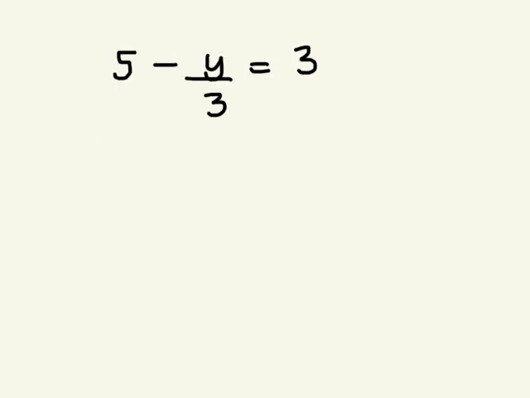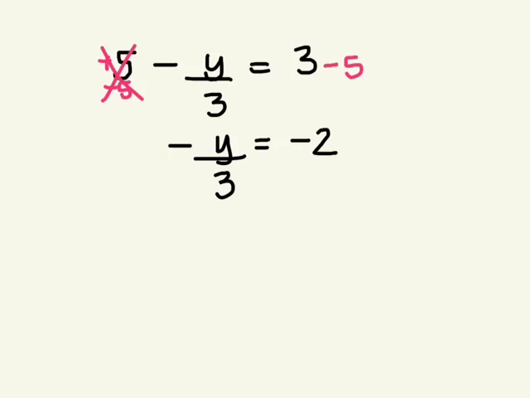We know that we have a positive 5 on the left side. You want to remove anything that's around the variable. So to get rid of the plus 5, we take it away. What do I have to do to the right side? Okay, so we're left with, on the left side, negative y divided by 3 equals, what's 3 take away 5? Negative 2.